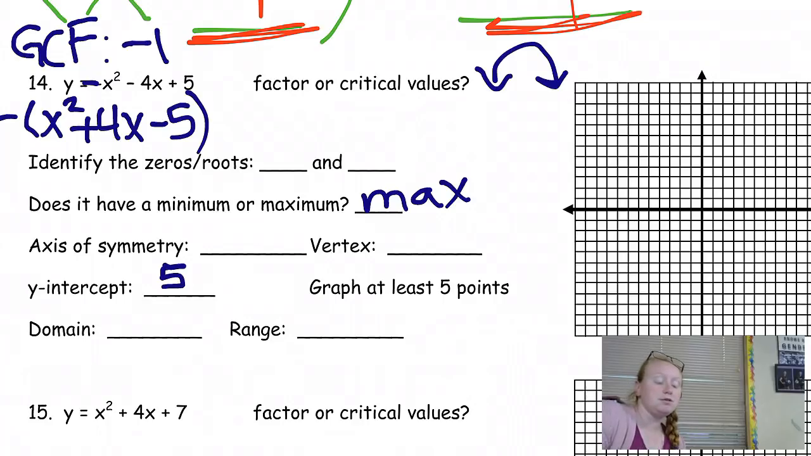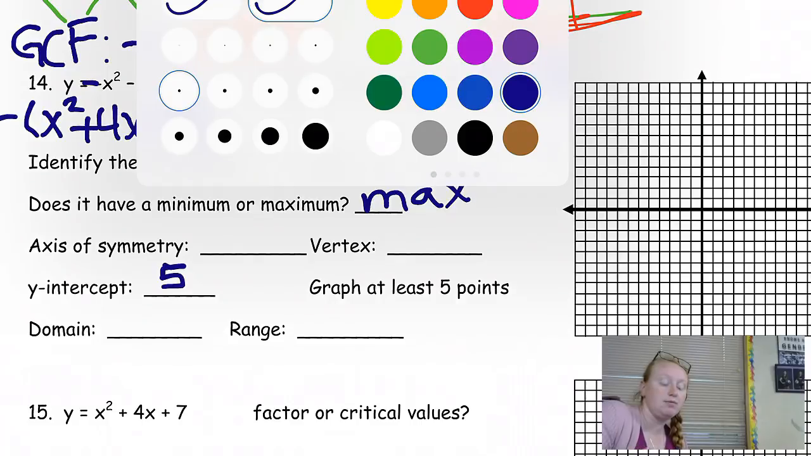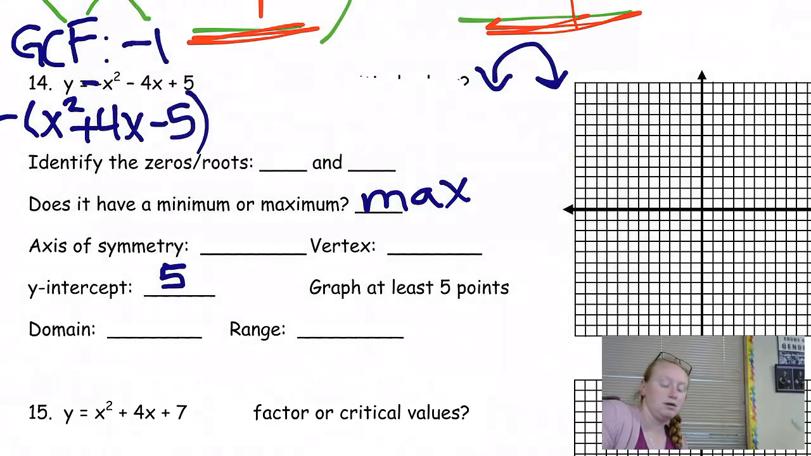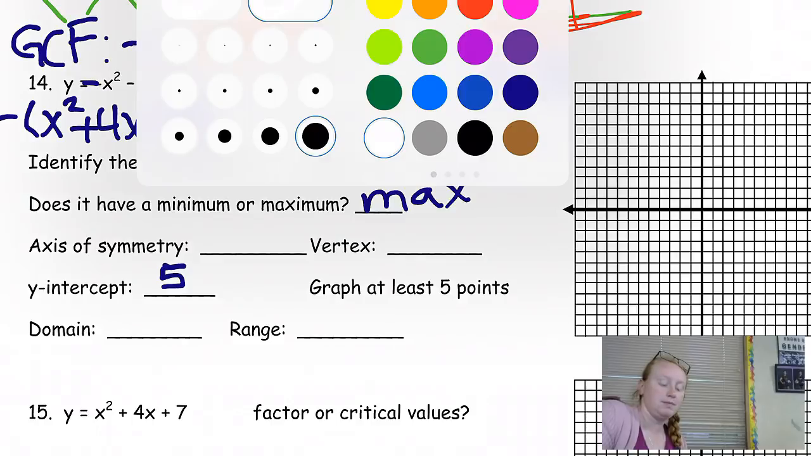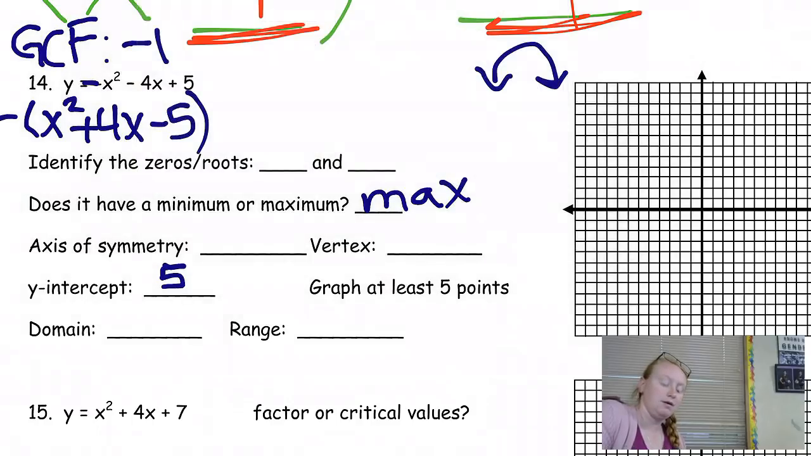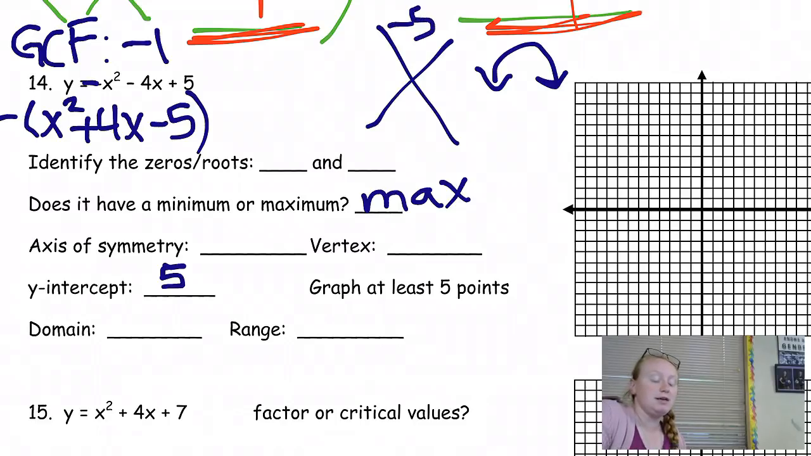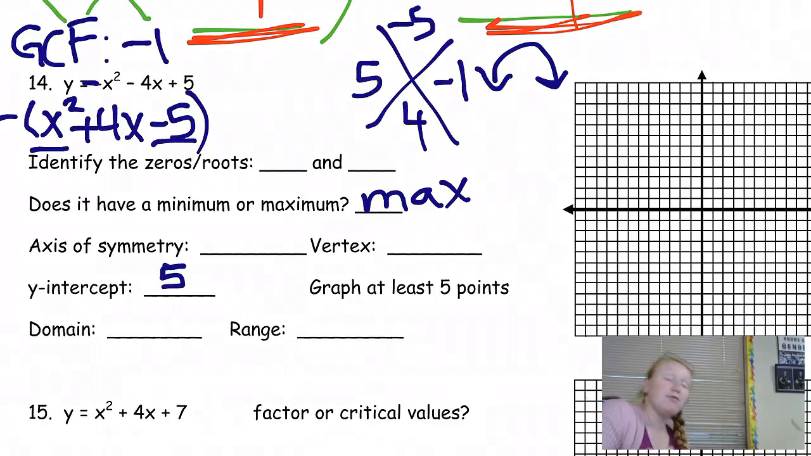I need to go find my roots, which means I need to keep factoring. I'm going to white this out so that I have a little bit more space to work around. So I'm going to go ahead and make an x. In the top of my x, I get -5 because -5 times +1 makes -5. On the bottom, I'm going to put a +4. 5 times -1 would multiply to -5, add to -4.